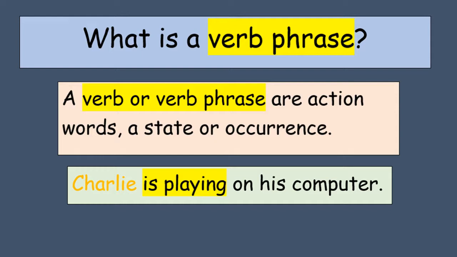verb. Now let's look at our second sentence. It's still a simple sentence. Charlie is playing on his computer. So Charlie is still the subject. Is and playing are both the verbs in this sentence. Because two verbs are together, this is known as a verb phrase, or you could also call it a predicate.